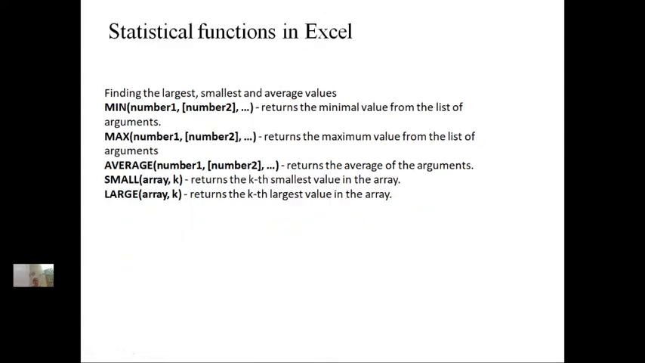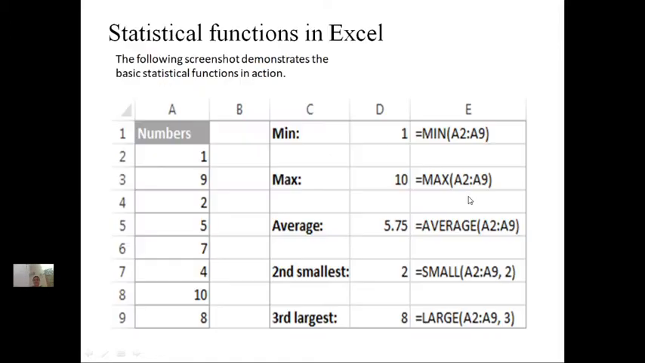This slide gives the syntaxes of some of the statistical functions. MIN(number1, number2, up to number n) returns the minimal value from the list of arguments. MAX(number1, number2) returns the maximum value from the list of arguments. Next is AVERAGE(number1, number2), which returns the average of the arguments. Next is SMALL(array, k), which returns the k-th smallest value in the array. Next is LARGE(array, k), which returns the k-th largest value in the array. Now let us go to the next slide.